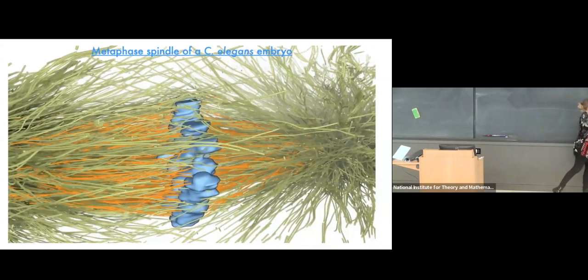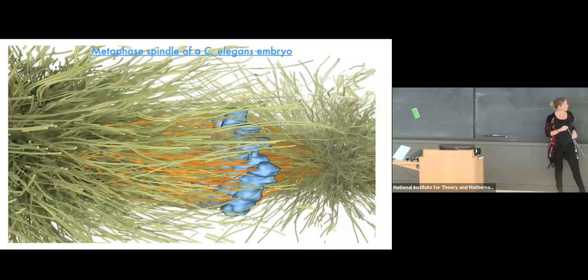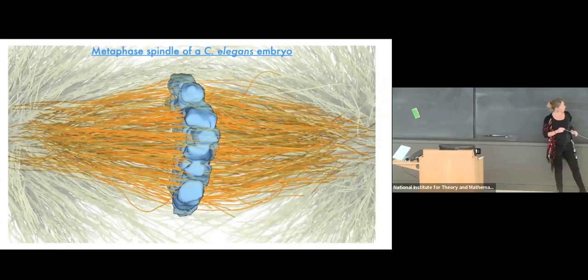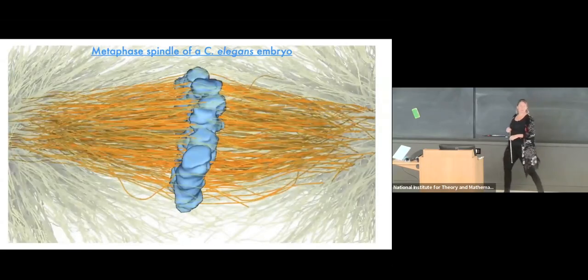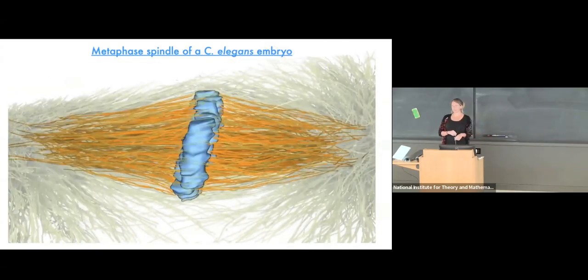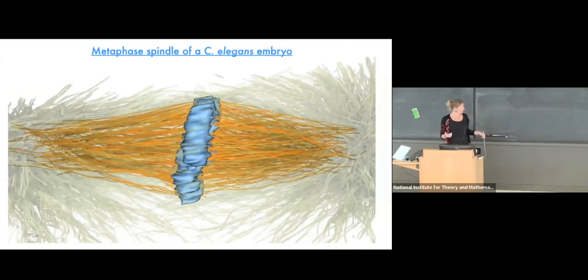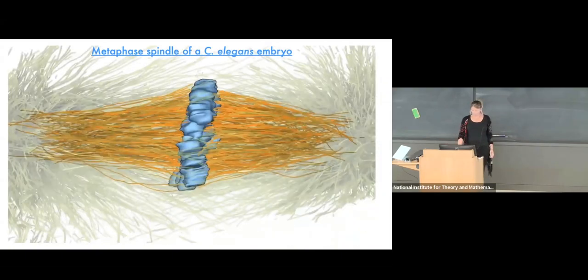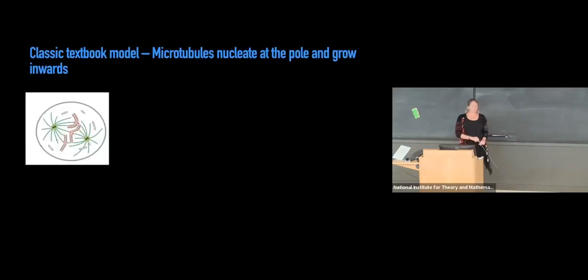You can now annotate in orange the kinetochore microtubules that attach to the chromosomes. And you can start trying to get parameters out of this data, to understand how these spindles maybe assemble and work mechanically. So what could you do?